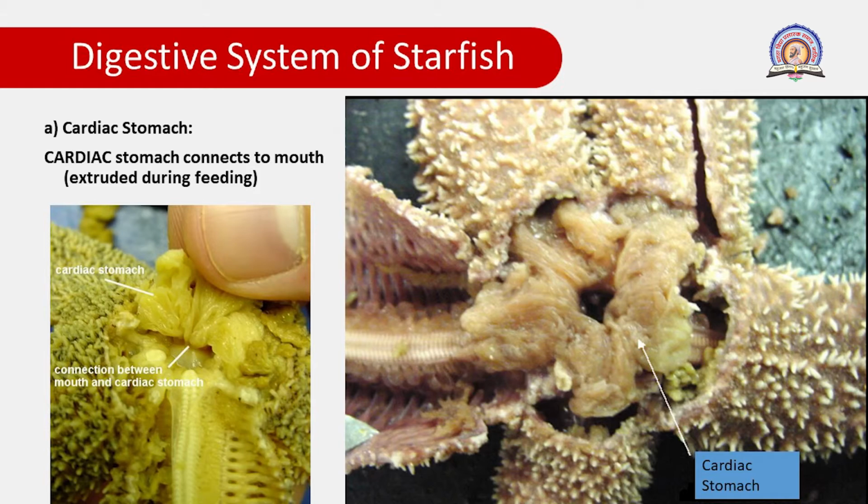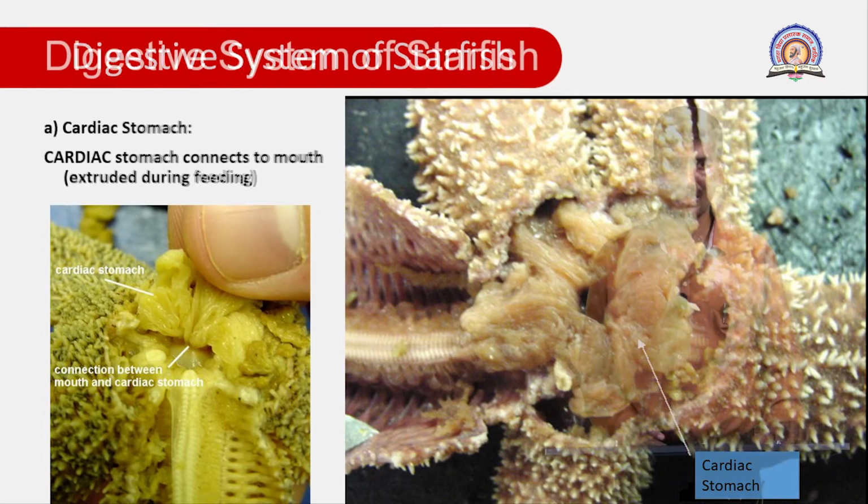This cardiac stomach functions to evert and grab the food and then draw it inside the body. This mechanism is extruded during feeding. They expand and take large food content inside the body. This stomach is a thin, expandable membranous structure, and it accumulates large food materials inside this cardiac sac.